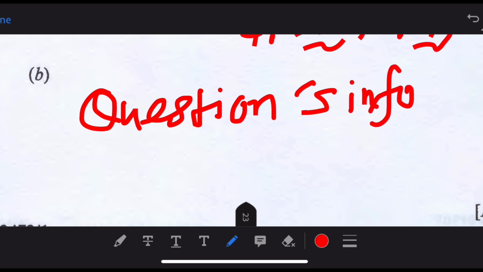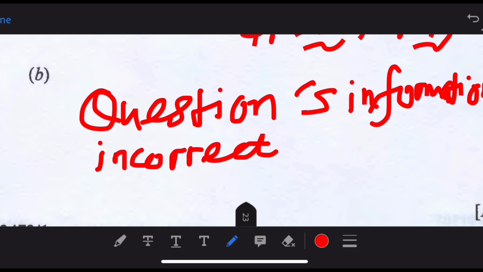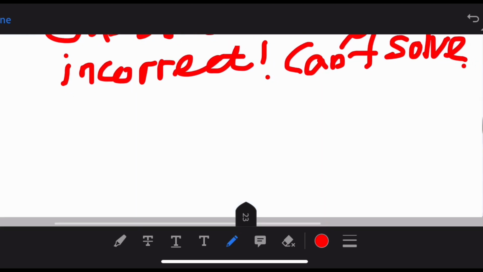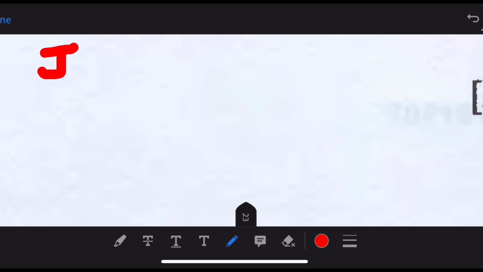The question's information for part B is not in detail, so that's why I chose not to discuss here. The information is incorrect, so we will discuss it some other day if there is a correction. So I cannot solve this, sorry. Next I will discuss another one. We try to complete this set of paper so that you can do your revision at home.